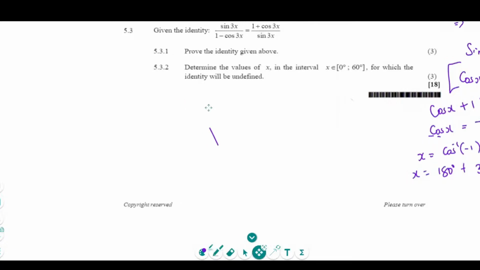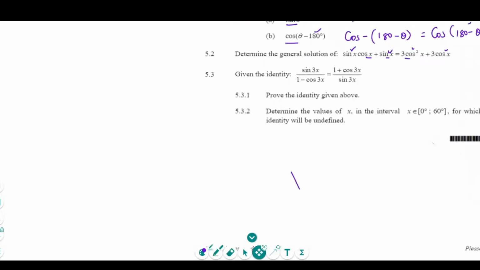Let me just jot it somewhere here. So from the left-hand side, this is 5.3.1. We are saying the left-hand side, we have the sine of 3x over 1 minus cos of 3x. Now I look at my right-hand side, I'm having 1 plus cos, and then I have the sine down.